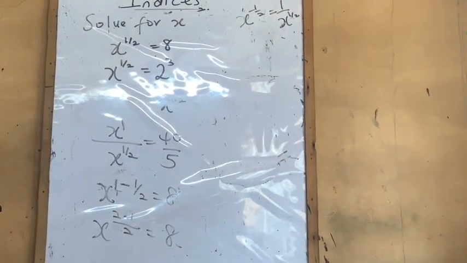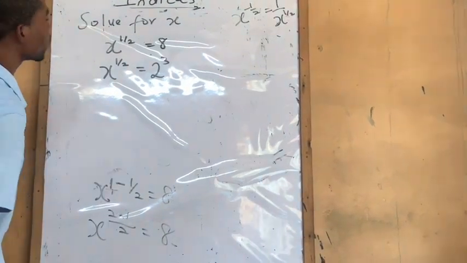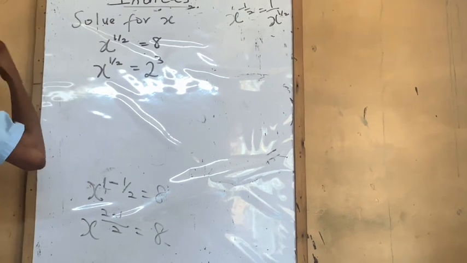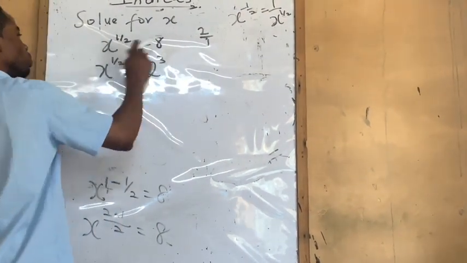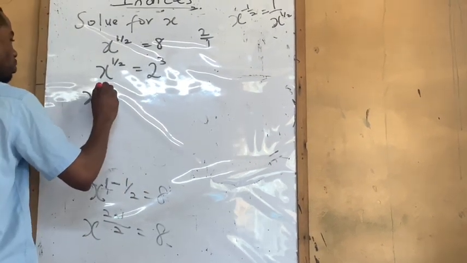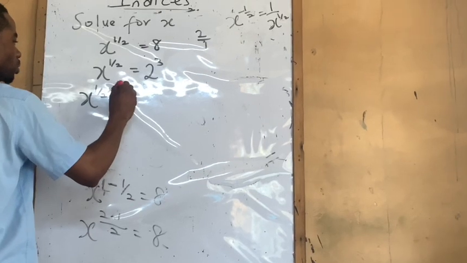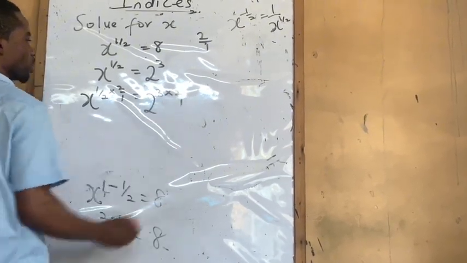Now in this case, what do you do? Now you take the inverse of 1 over 2. What is the inverse of 1 over 2? That is 2 over 1. You use it to multiply both sides. The inverse of 1 over 2 is 2 over 1, equals 2 raised to power 3 times 2 over 1.